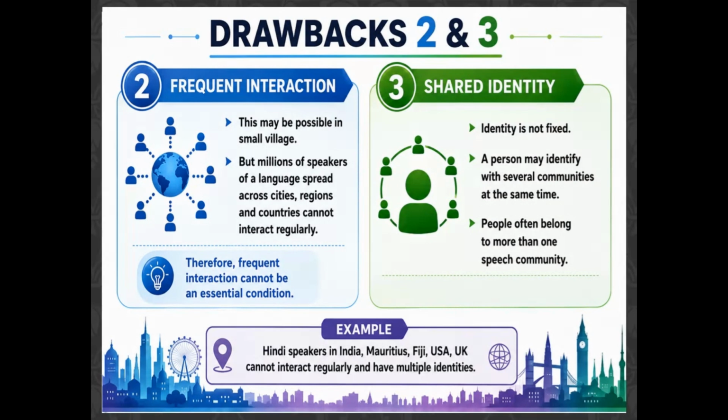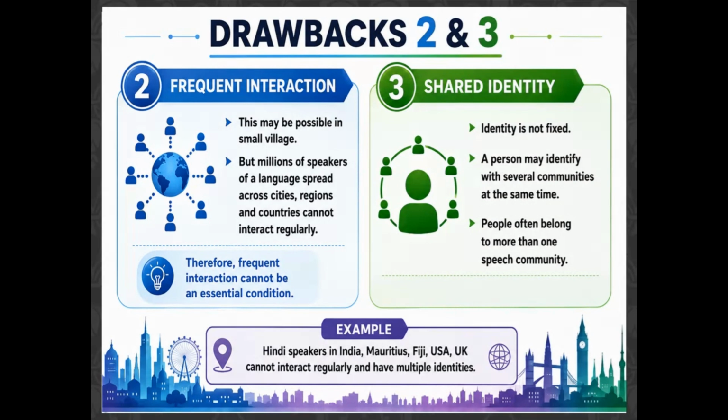The third characteristic says that members should identify themselves as belonging to one community. But identity is not fixed. A person may identify as a Yorkshire speaker, a British English speaker and an English speaker at the same time. Similarly, many Indians identify with Hindi, English and their regional language simultaneously. So people often belong to more than one speech community.